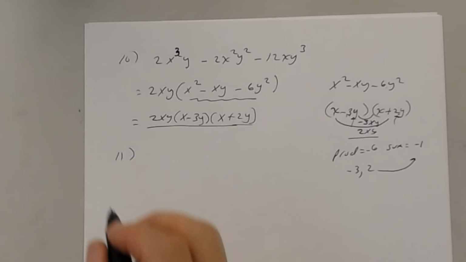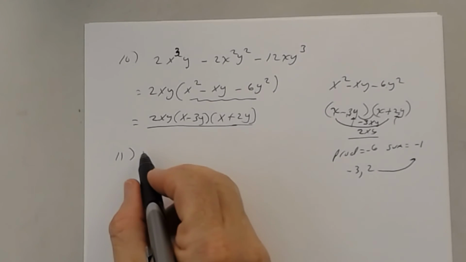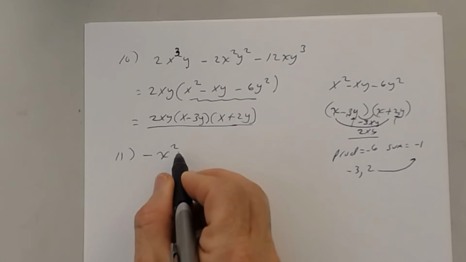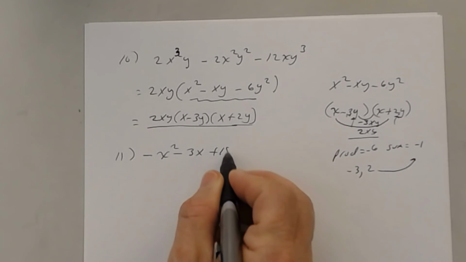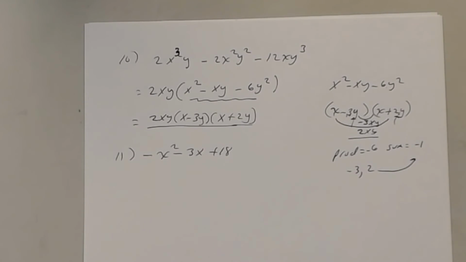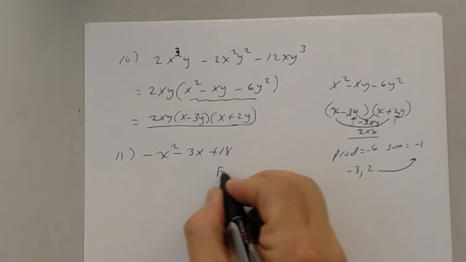So number 11, which is on one of the worksheets, and I'll show you where it is on that worksheet in a little while, but it's going to look like this: -x squared minus 3x plus 18. Notice all the problems with the leading term had a coefficient of positive 1. Here, the leading term has what coefficient? -1. So the directions will say factor out a -1. All right, so the GCF will be a -1. So factor out the -1.